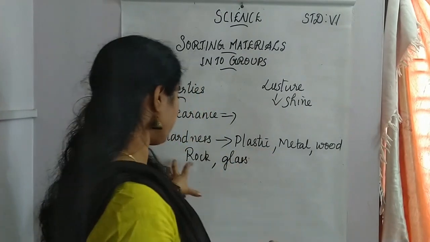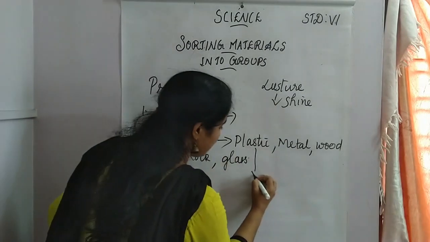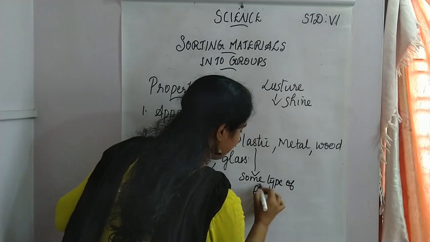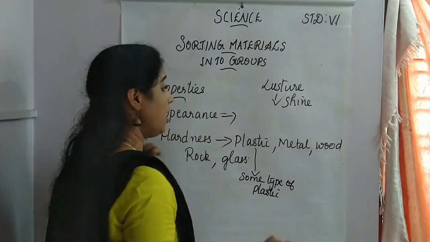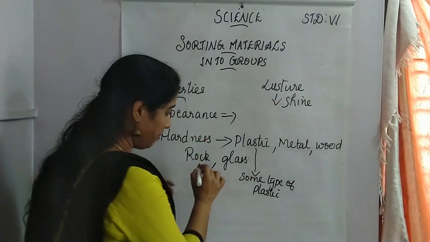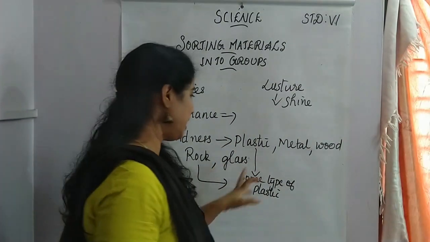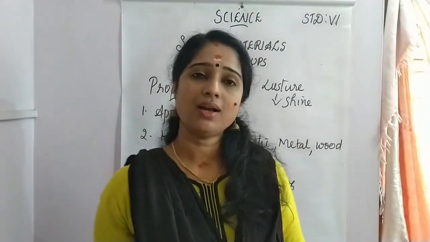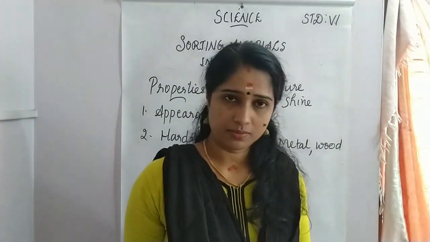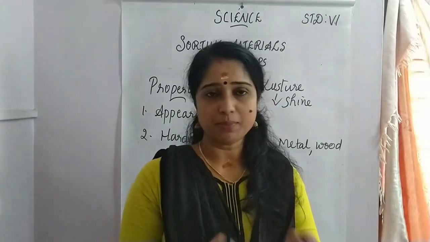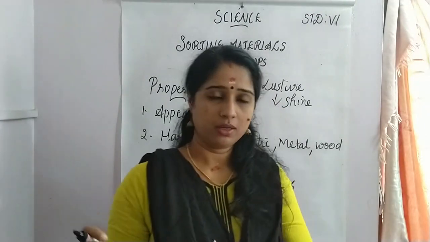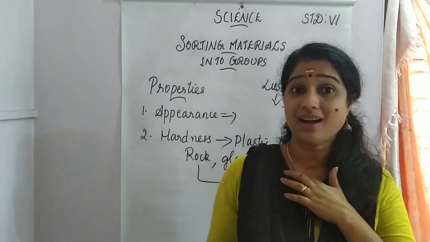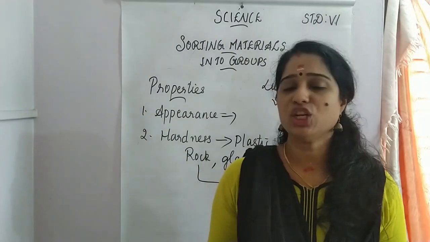And among these, some type of plastic can be broken. And some types of rocks and glass, these three objects, some type of plastic, some type of rock and glass, they all are breakable. They can be broken into pieces. Some type of plastic, you know that they are breakable. And almost all the glasses, and ceramic also, can be broken into pieces.